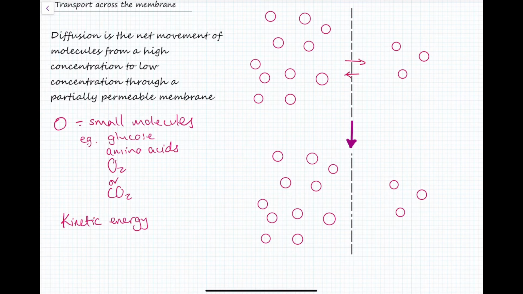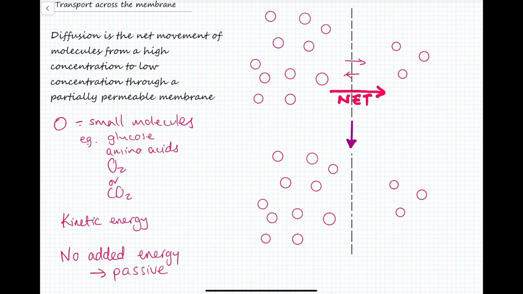Now, if the molecules were large, then they wouldn't be able to pass through the gaps, so it's only small molecules. As most of the molecules go in one direction, we call this the net movement of molecules. This process does not require any added energy, because the molecules already have enough energy to move from the high concentration side to the low concentration side. So this process is passive, which means no extra energy is required.